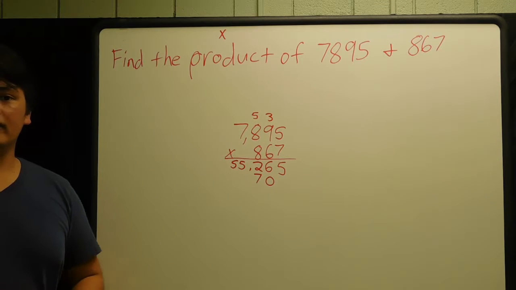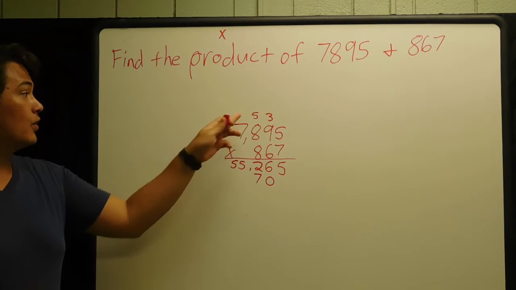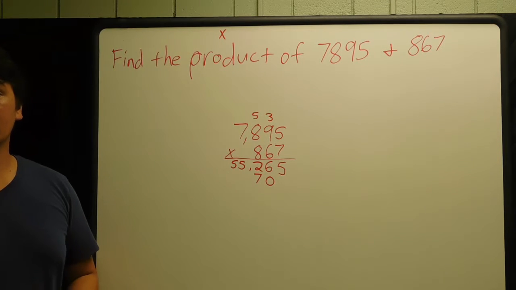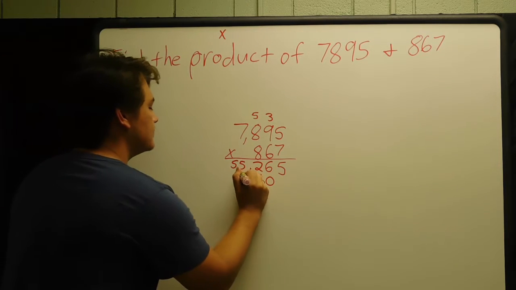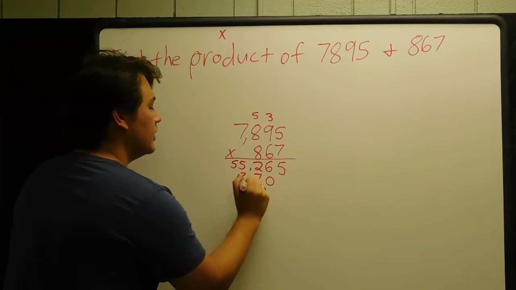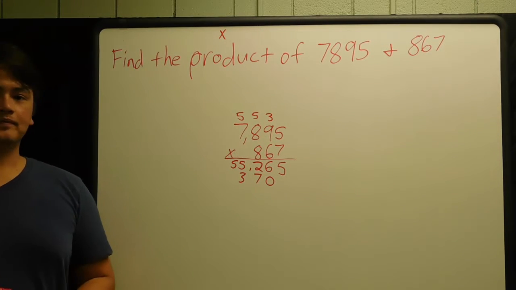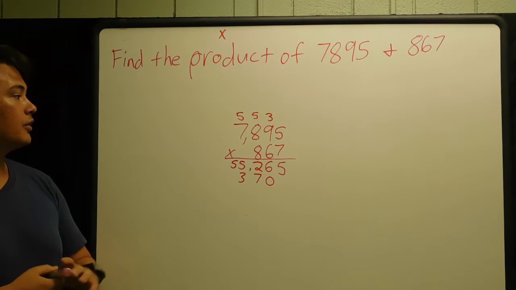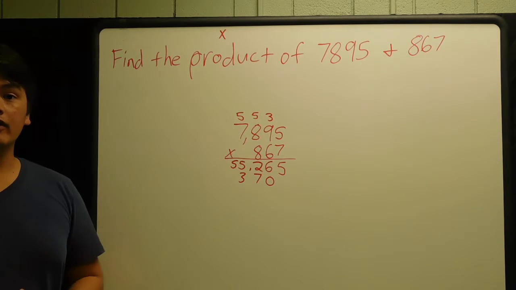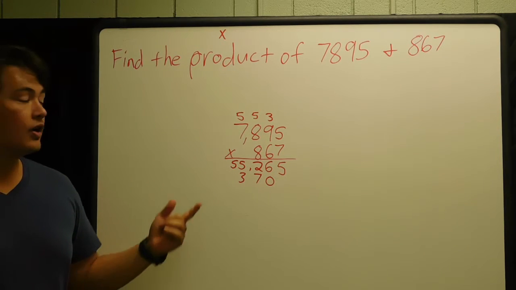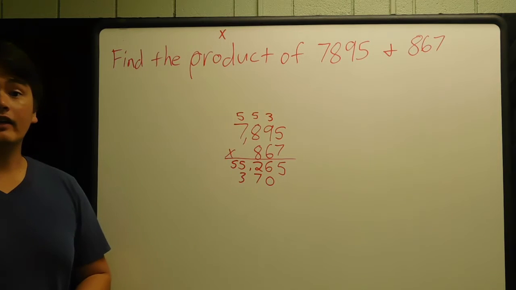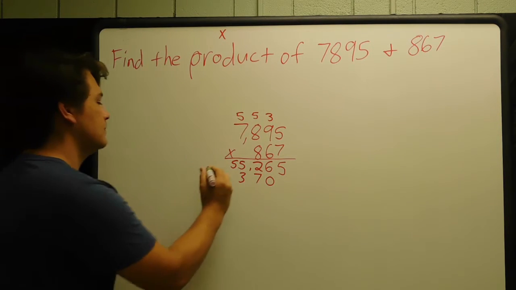8 times 6 is going to give us 48. 48 plus 5 is going to give us 53. I'm going to place the 3 here and put the 5 over here. Next we're going to do 6 times 7, which is going to give us 42. 42 plus 5 is going to give us 47.